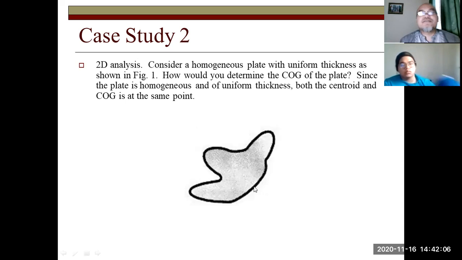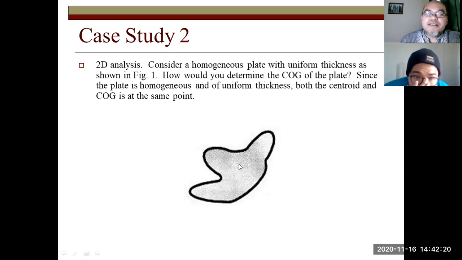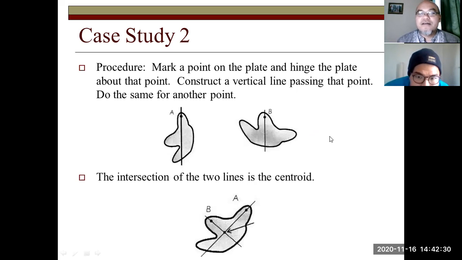Another case study in 2D analysis. Consider a homogeneous plate with a uniform thickness, as shown in this figure. How can we determine the center of gravity of this plate, if this is a two-dimensional plate? The plate is homogeneous and has uniform thickness, so the centroid and the COG will be the same point. But since the shape is irregular, how can we determine the centroid as well as the center of gravity?